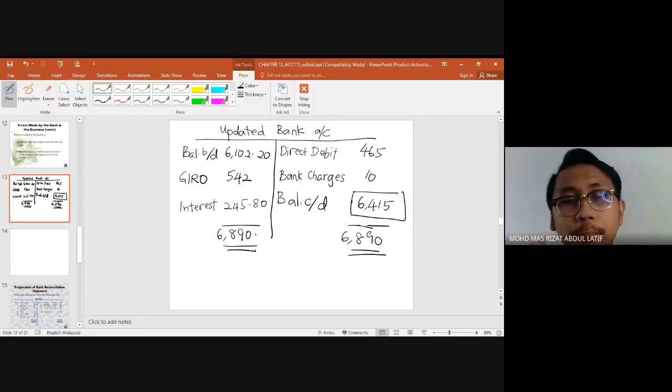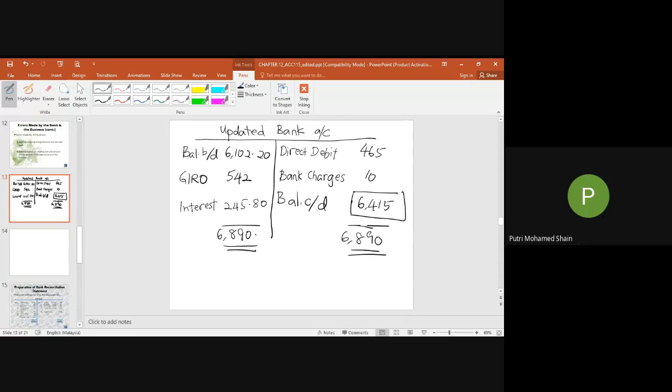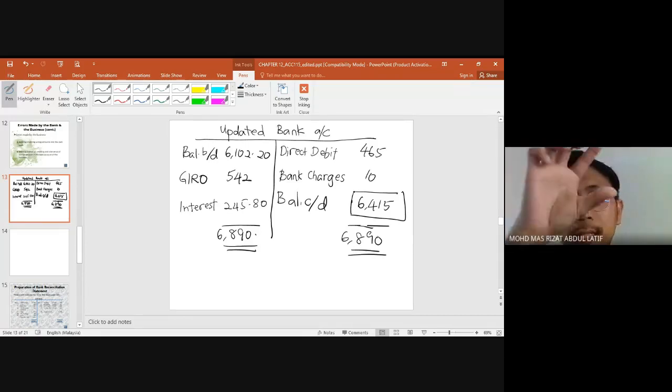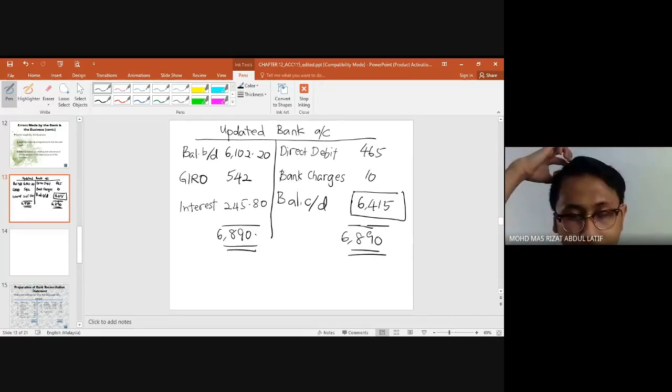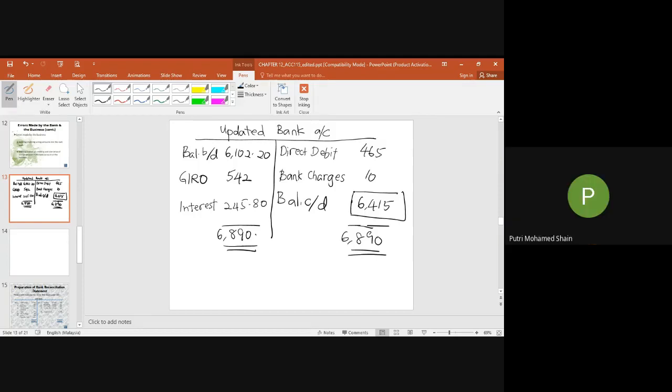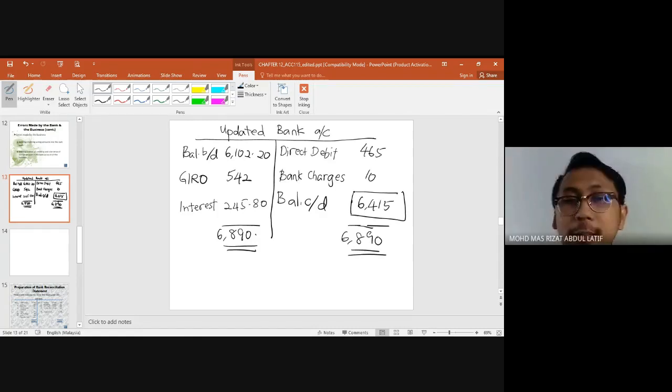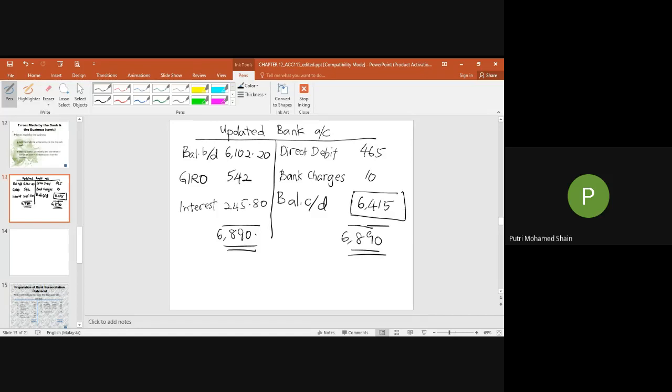Okay sir, thank you. Betul. Untuk membezakan bank account ini dengan bank account yang lama, title itu kita ubah jadi updated bank account. Okay. So ini yang tertinggal je lah kan, yang kita betulkan sahajalah kan? Ya, yang tertinggal saja, betul. Yang tertinggal saja kita masukkan. Alright sir, thank you.